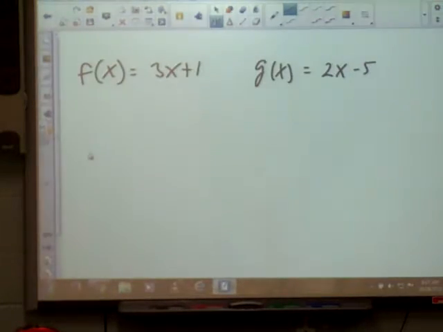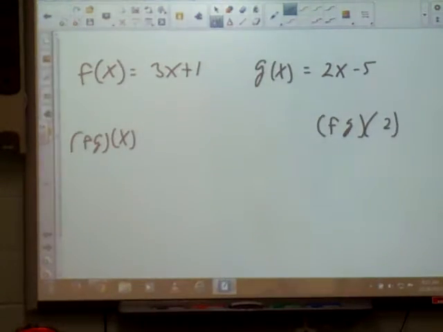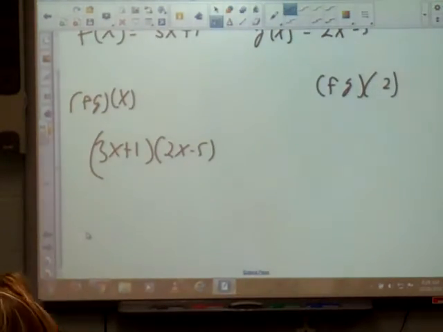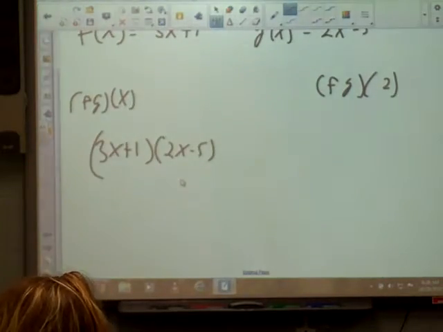Alright, we're going to do 2 things with this. We're going to find f times g of x, and then we're going to find f times g of 2. Alright, f times g of x, that's nothing that you haven't done already today, it's just writing it a different way. F times g, you're just multiplying your 2 functions. F, 3x plus 1, times g, 2x minus 5. So that's stuff that we've already done today. They just write it different to try to confuse you. So that's a FOIL problem there.